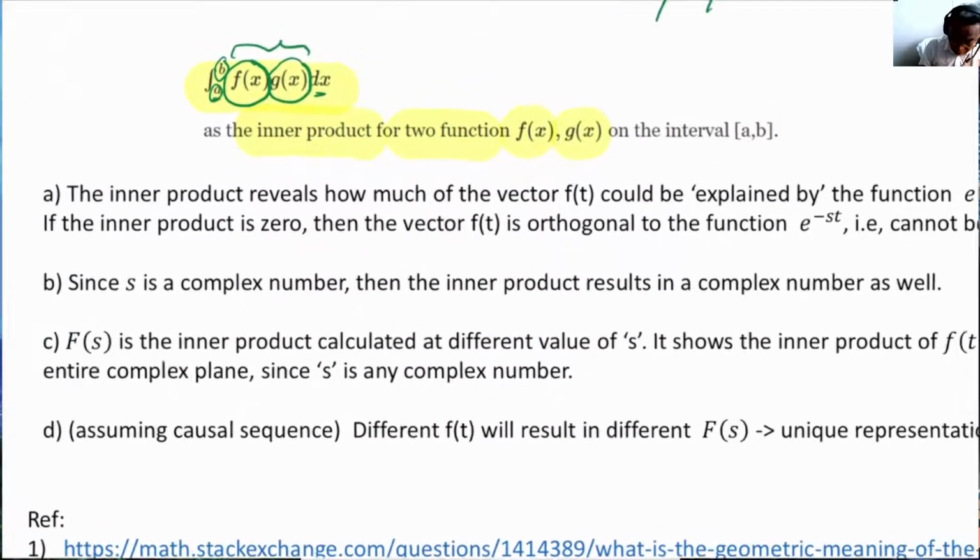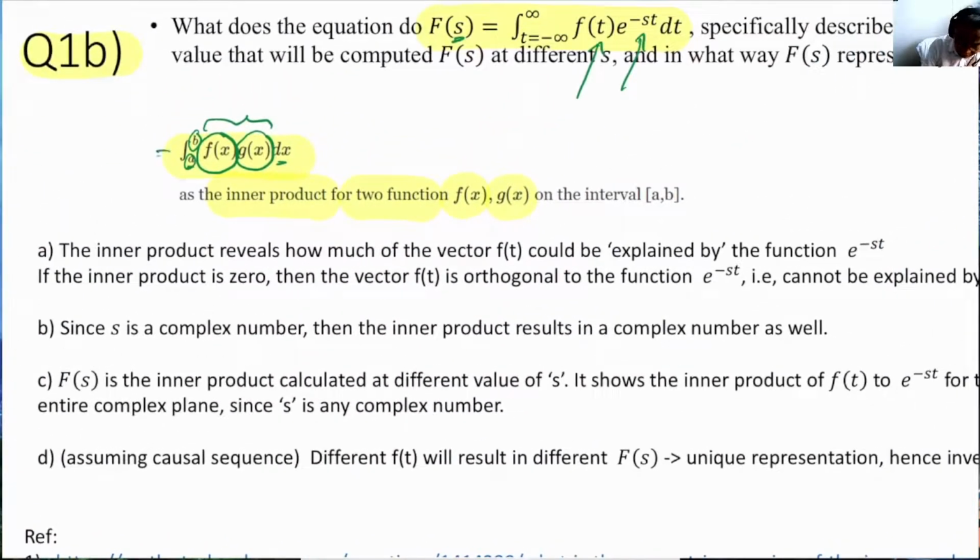Now, if the value of the inner product is equal to 0, then the signal f(t) is called orthogonal to e^(-st). When that happens, it basically means that f(t) and g(t) are perpendicular to each other in that dimension, and one of the functions cannot be explained by the other.